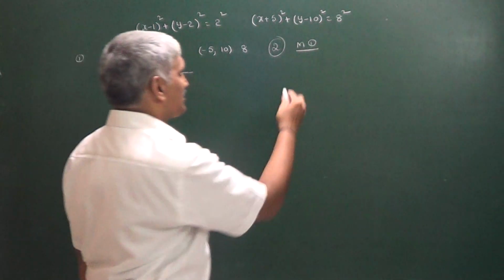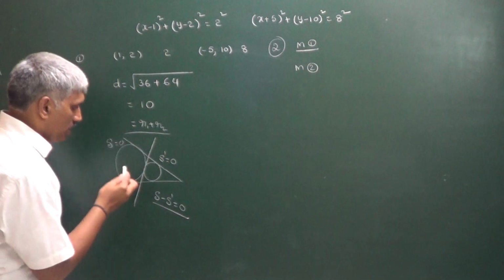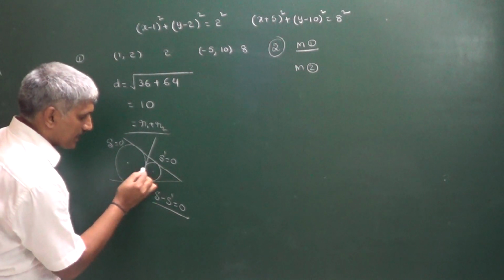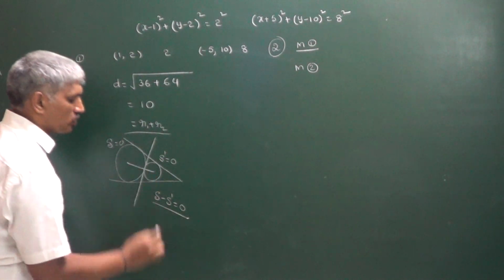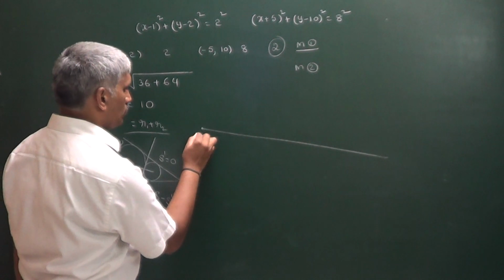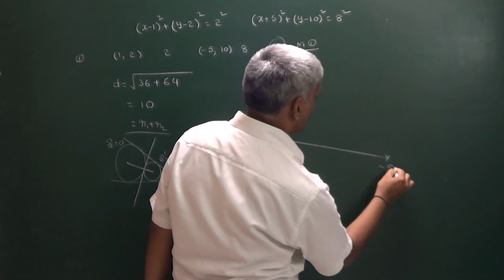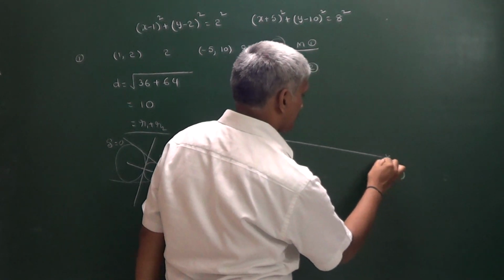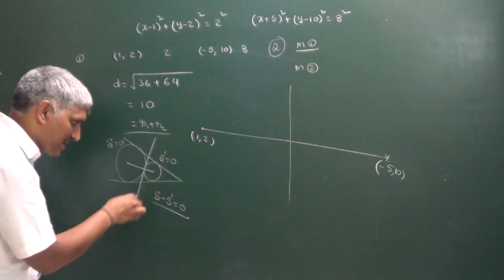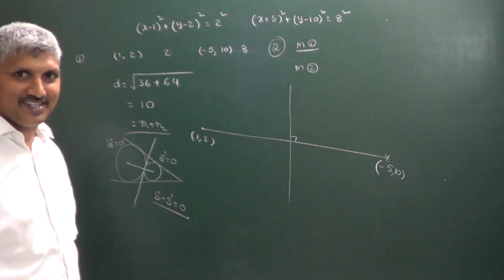The second method I am discussing. Now this is the center of the first circle, and this is the center of the second circle. Join these two centers. Now the center of the first circle is (1, 2) and the center of the second circle is (-5, 10). We have to find the equation of this tangent, that means this line equation we have to find out. No doubt these two are perpendicular, right?